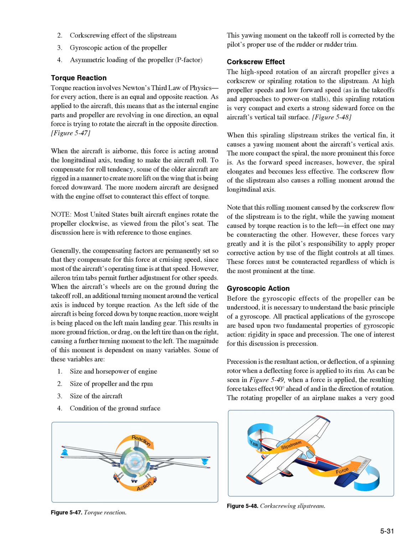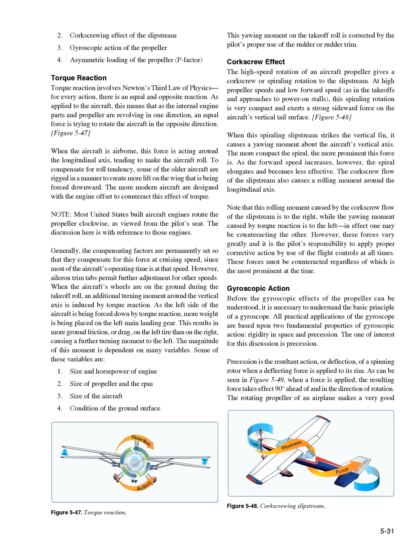Corkscrew effect. The high-speed rotation of an aircraft propeller gives a corkscrew or spiraling rotation to the slipstream. At high propeller speeds and low forward speed, as in the takeoffs and approaches to power-on stalls, this spiraling rotation is very compact and exerts a strong sideward force on the aircraft's vertical tail surface. Figure 5-48: when this spiraling slipstream strikes the vertical fin, it causes a yawing moment about the aircraft's vertical axis. The more compact the spiral, the more prominent this force is. As the forward speed increases, however, the spiral elongates and becomes less effective.